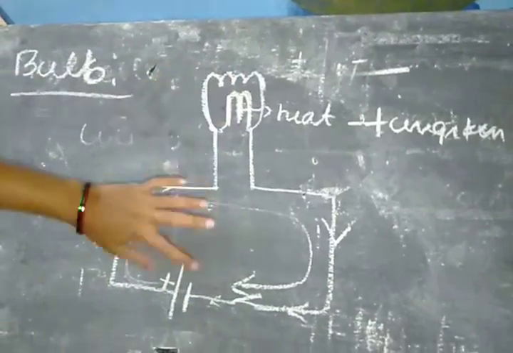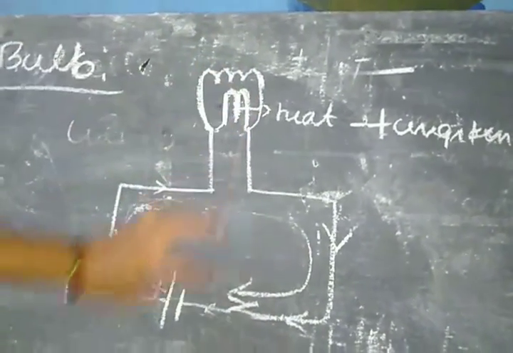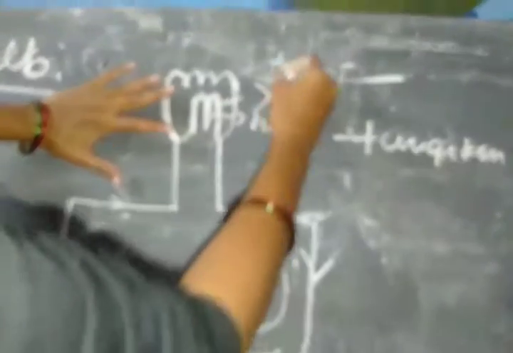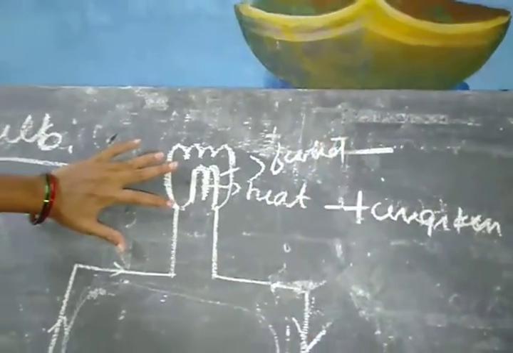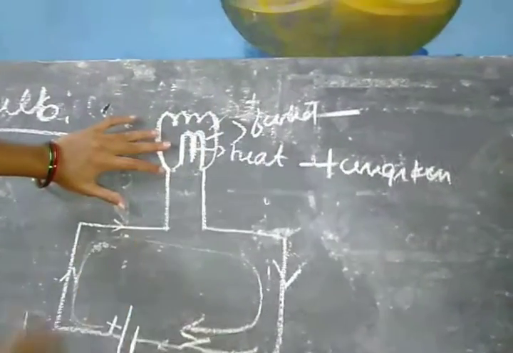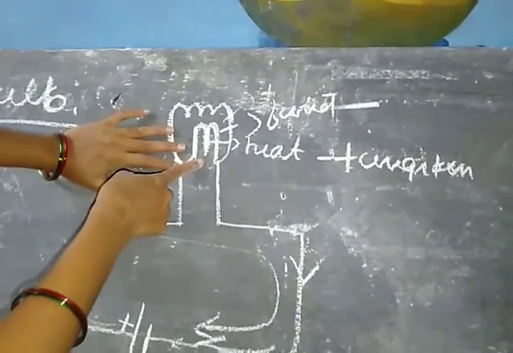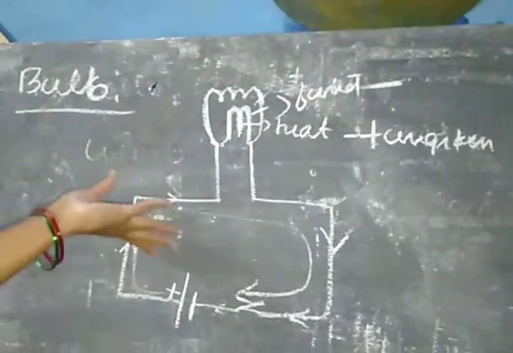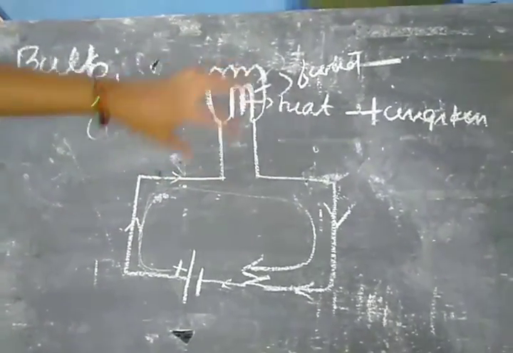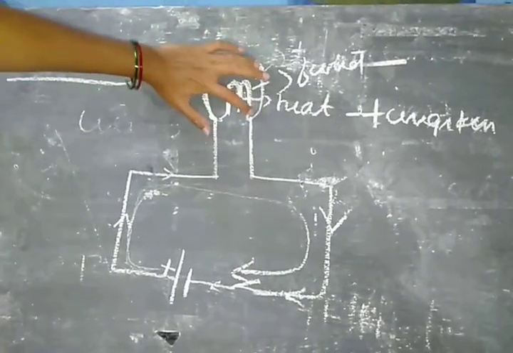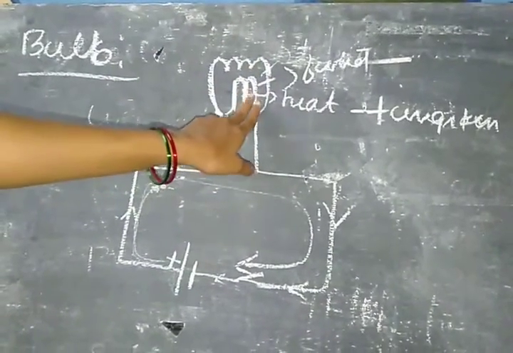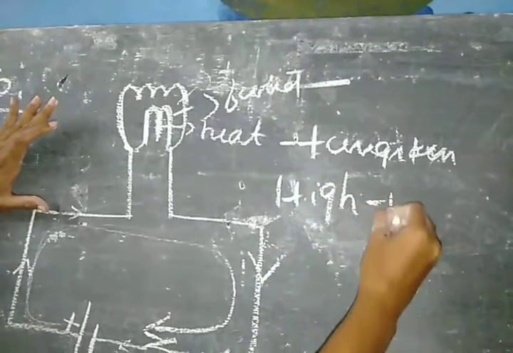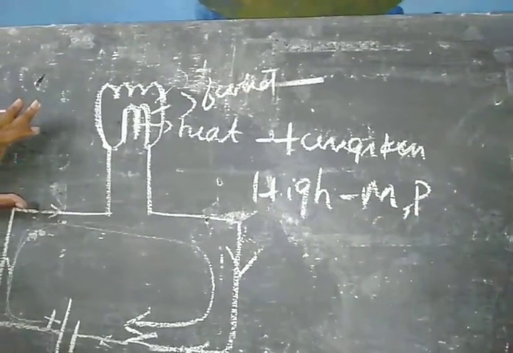If the filament has a low melting point, then when you switch it on, electrons flow, and the filament is fused. That means it will be broken down. Okay, then the bulb does not glow. Because of that reason, if the filament has a very high melting point, it will withstand the high flow of electric charges. Okay, so it will withstand the high heat. Because of that reason, the filament has a high melting point. Remember that the filament has a high melting point.